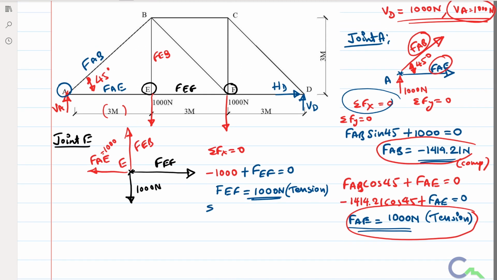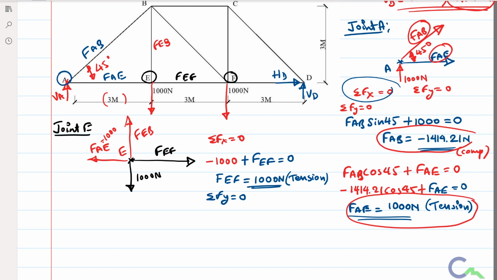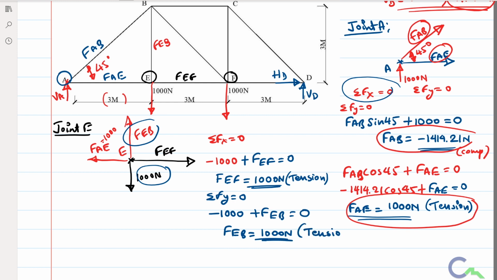One more condition, that is sigma Fy is equal to 0. So vertical forces are 1000 is acting downward, I will take as it is minus 1000. Then FEB is acting upward, therefore plus FEB is equal to 0. Therefore FEB is equal to plus 1000 Newton, that means that member is in tension. So I completed all the reactions here. So I completed this, and this, and also I completed this.